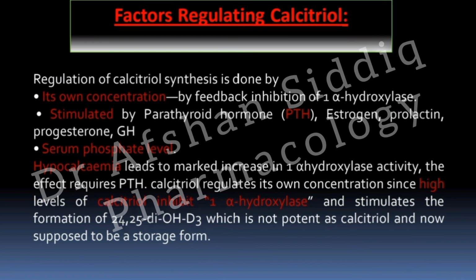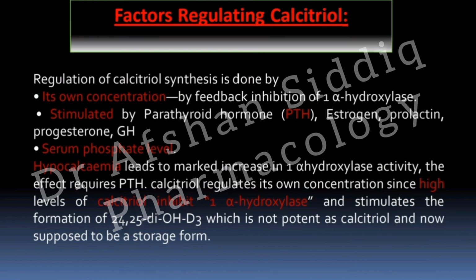This is the main enzyme required for the conversion of the inactive form into the active form, that is calcidiol into calcitriol. This is the direct phenomenon. The indirect phenomenon is what? The low calcium level can also initiate the release of parathyroid hormone, which will produce a similar effect.